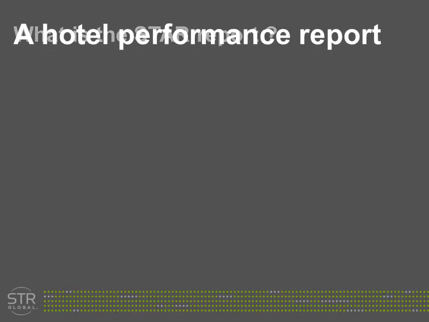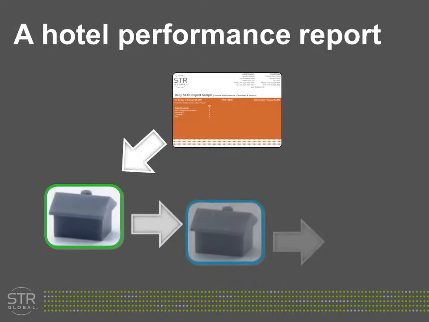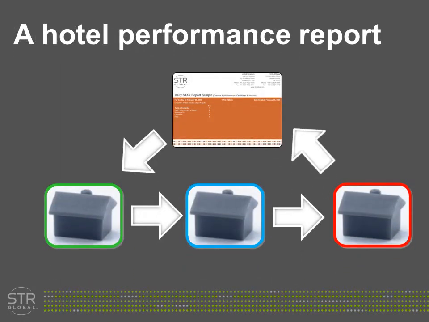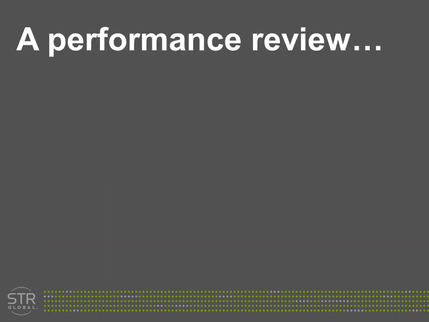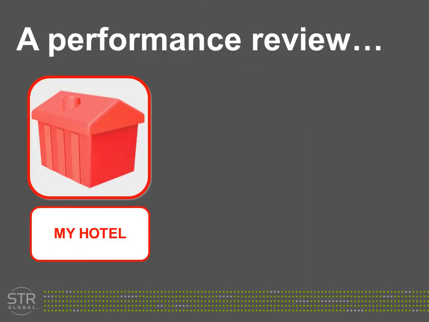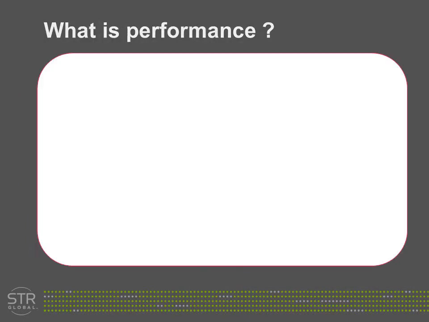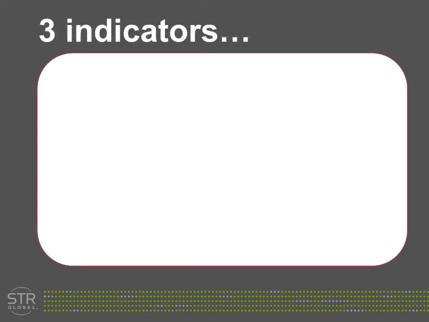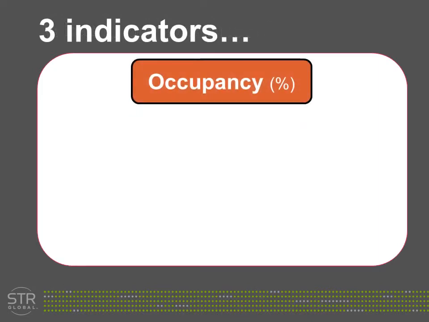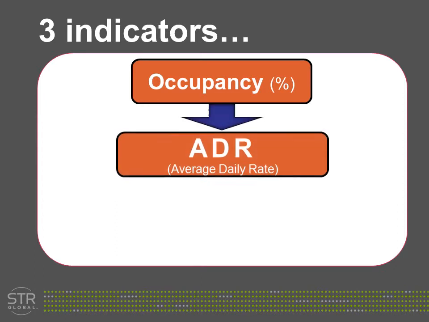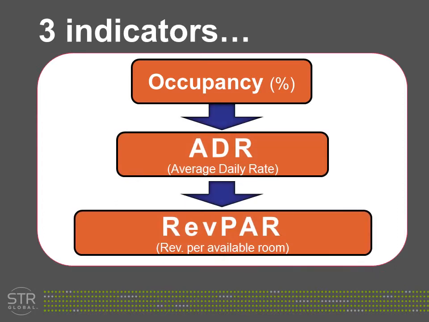So, what is a STAR report? The STAR report allows hotels to share performance information. In other words, the STAR report allows me to compare my hotel performance versus my competitors' performance. What do we mean by performance? The STAR report looks at three, and only three performance indicators: occupancy, average daily rate, and RevPAR. We will review these indicators in a few moments.